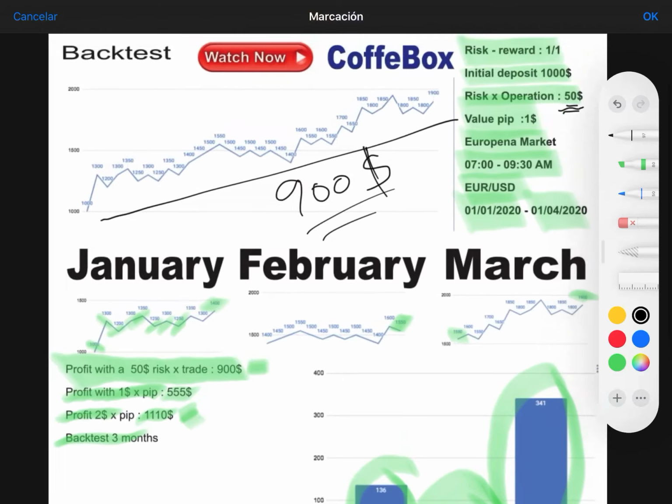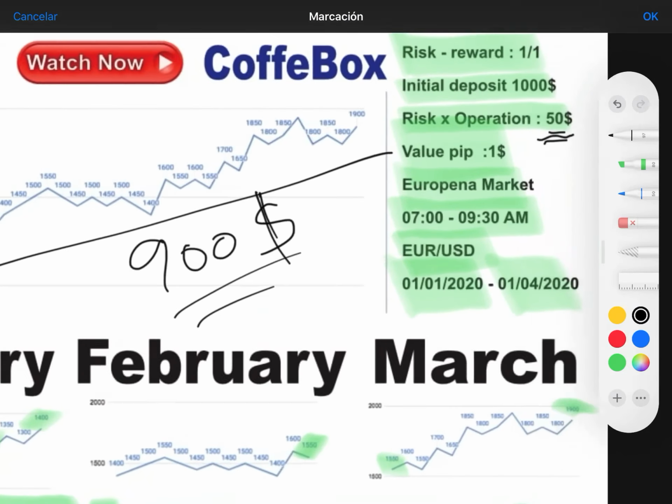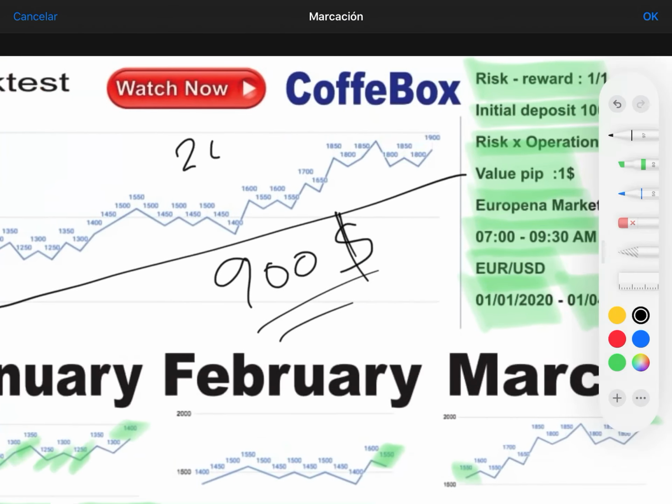I tell you, for $1,000 it's a little bit too risky to use $50 per operation. I would prefer to make a deposit of $2,000. If you deposit $2,000, euro or dollars, whatever you want, you will decrease the risk of this strategy. So that was everything.